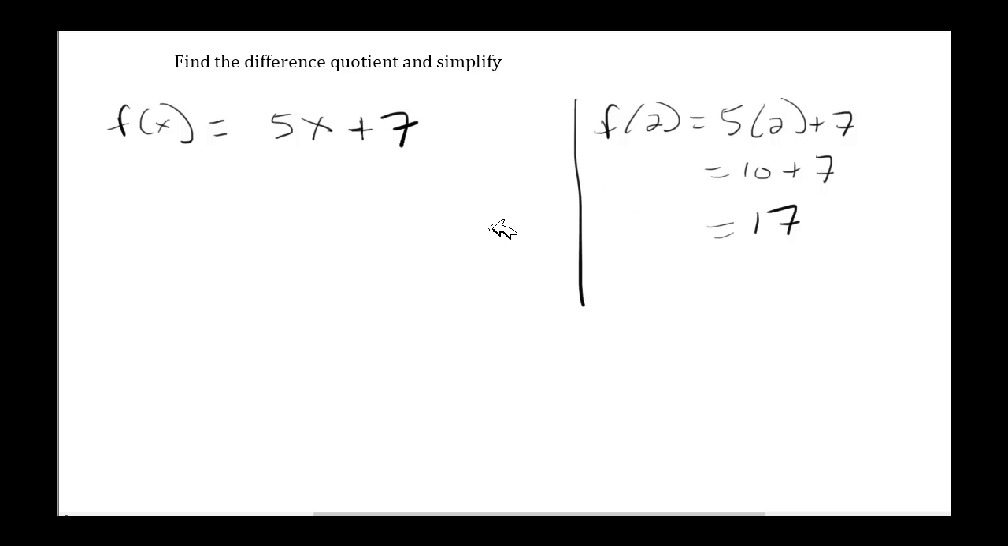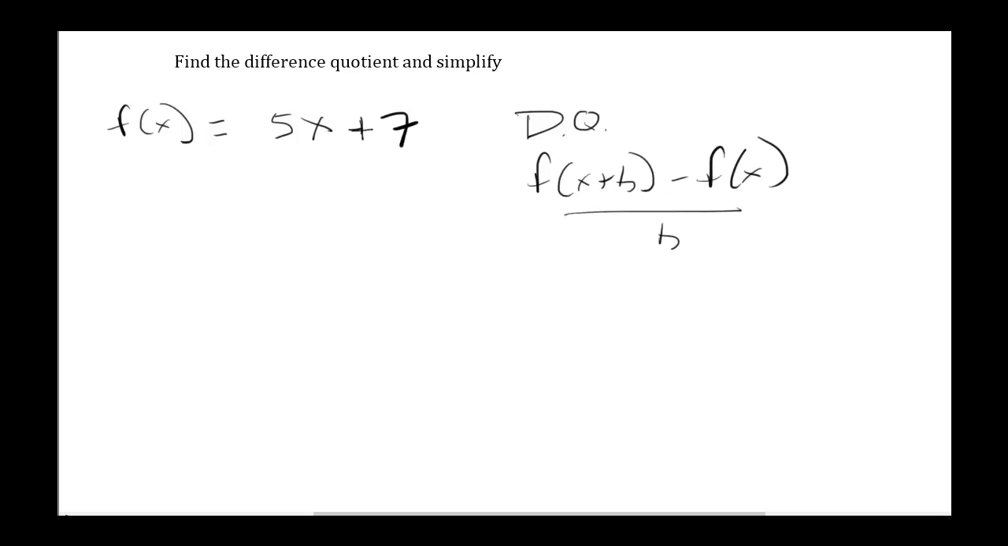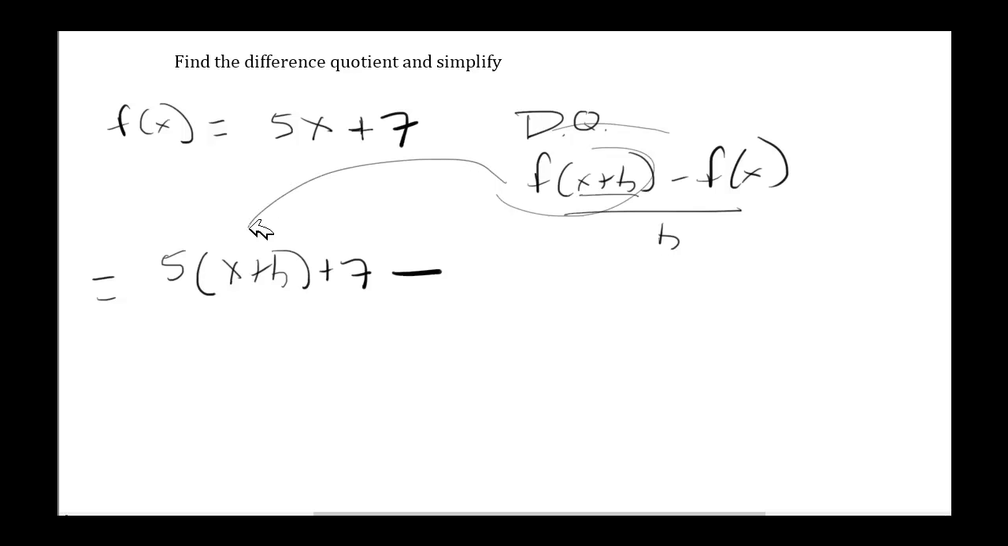Alright, let me get rid of this and let's attack the difference quotient. Remember, the difference quotient is f of x plus h minus f of x all over h. So let's give it a shot. f of x plus h, it's just like if this was the number 2. You're going to stick x plus h into every x in the function. So I have 5, parentheses, I have an x, I'm going to replace it with x plus h, plus 7, minus, that is exactly this whole term, f of x plus h, it's right there.